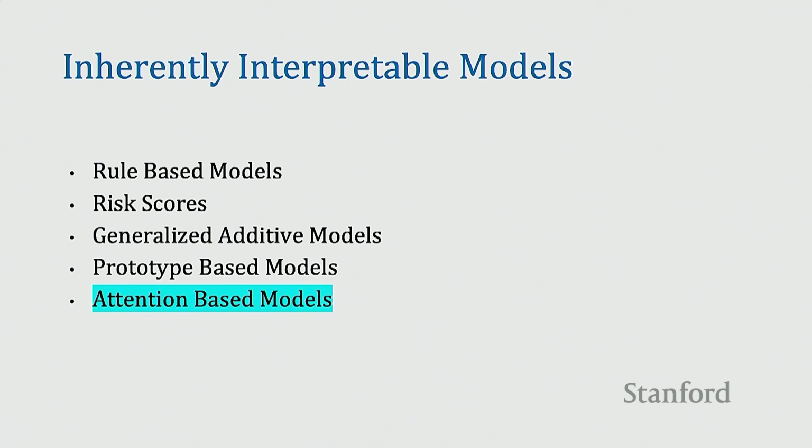So the last is attention-based models. Again, this has gained a lot of popularity in recent times. So the idea is, just like we were thinking about adding these prototype layers to deep neural network architectures, here we are thinking of adding another kind of layer, which is called an attention layer, right?